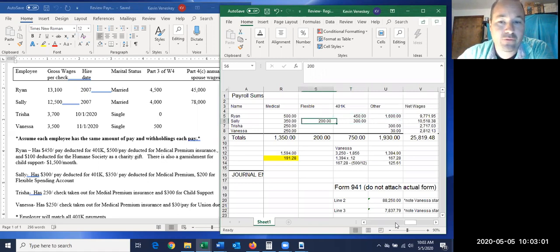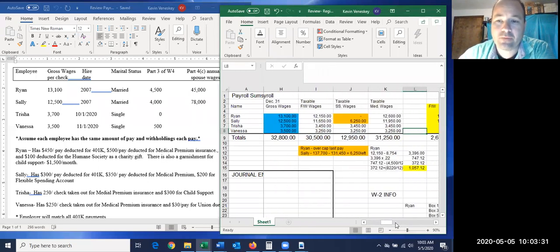Sally, we put in 300 for 401k, 350 for medical premiums, and 200 for flexible. Trisha has 250 for medical premiums, 300 as child support, so put that in the other. And then Vanessa, 250 in medical premiums and 30 for union dues. So that would also be an other.